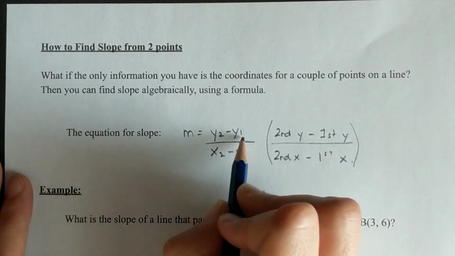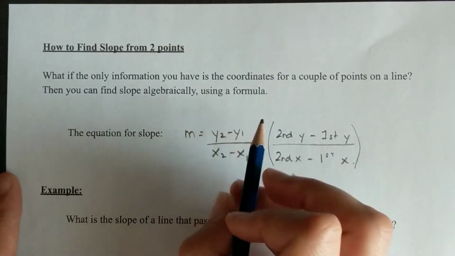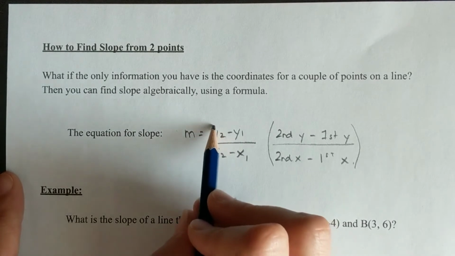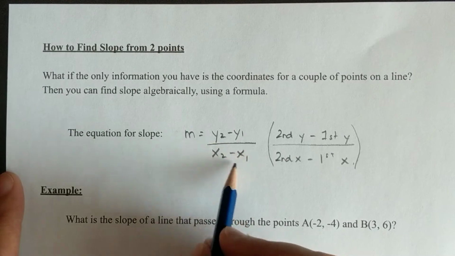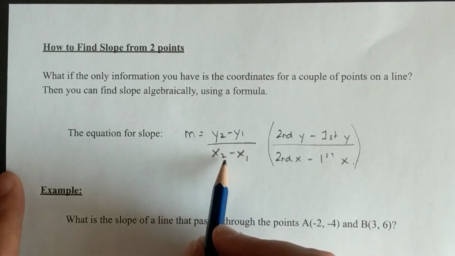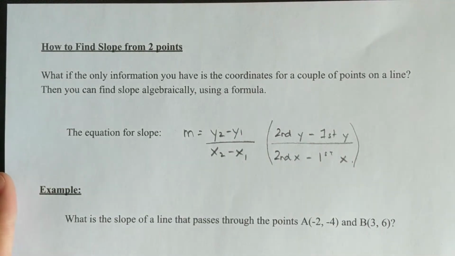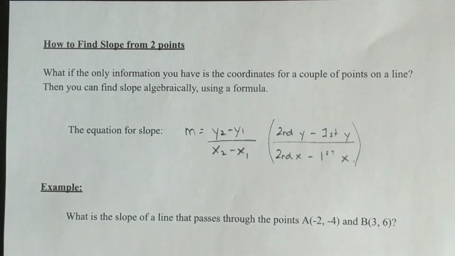So this little 2 and these little 1s are not numbers you're doing math with. They're just designated as the second y value minus the first y value, the second x value minus the first x value. So don't do anything with these 2s and 1s. When you create the equation, they're going to disappear.